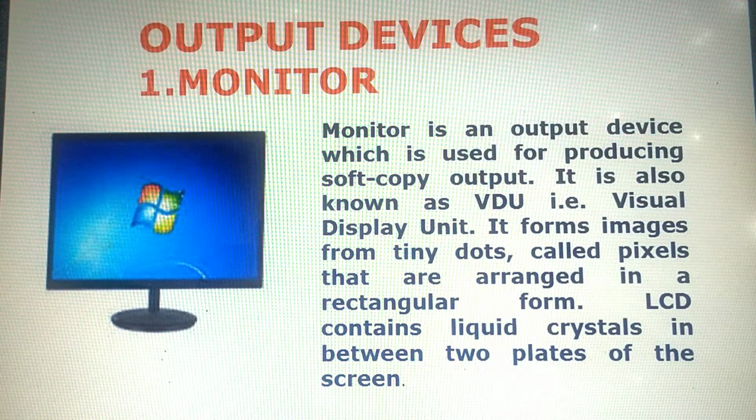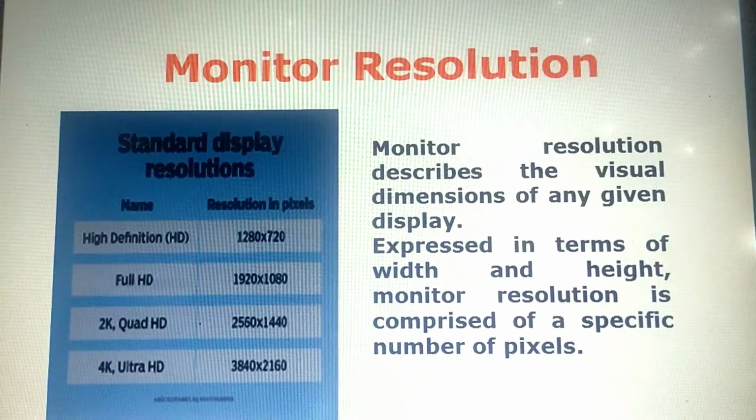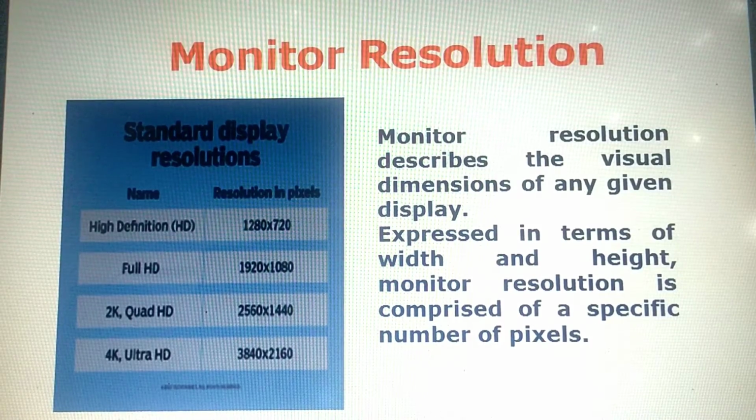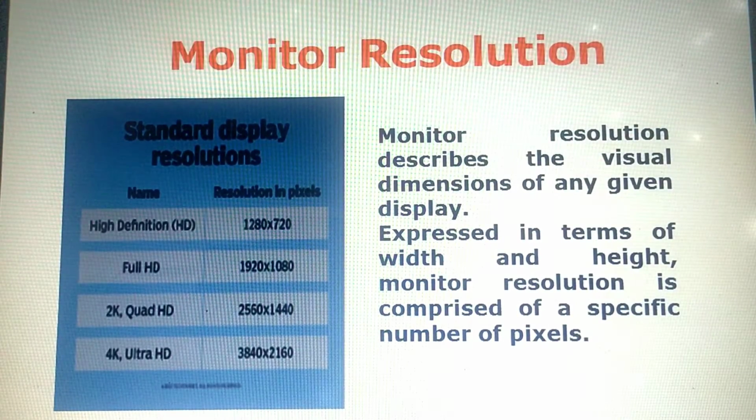LCD contains liquid crystals in between two plates of the screen. Resolution. Monitor resolution describes the visual dimensions of any given display, expressed in the form of width and height. Monitor resolution is comprised of a specific number of pixels.